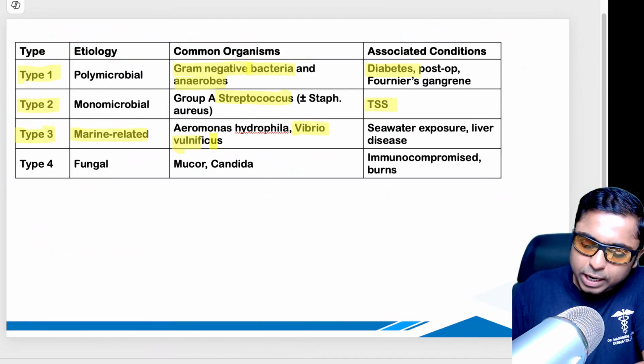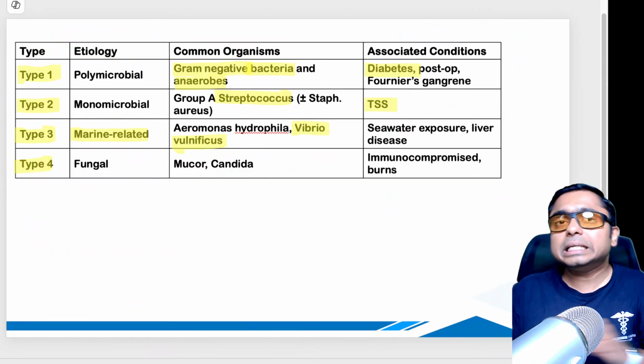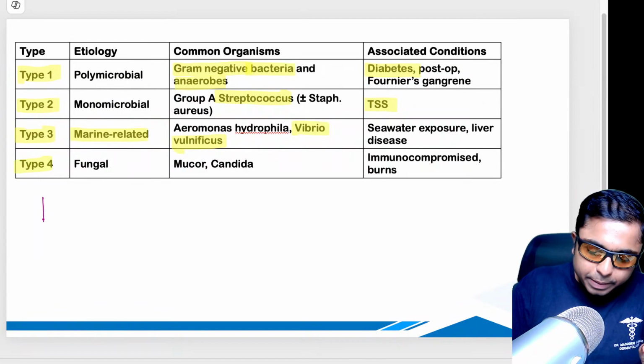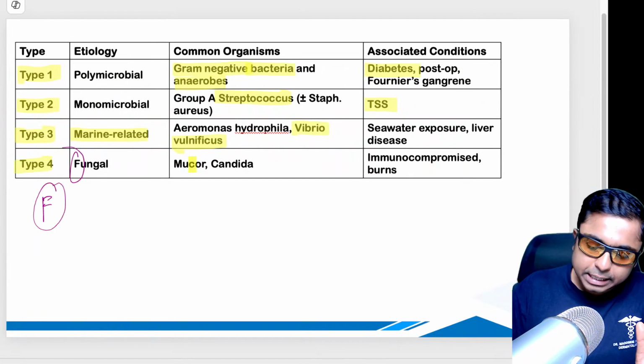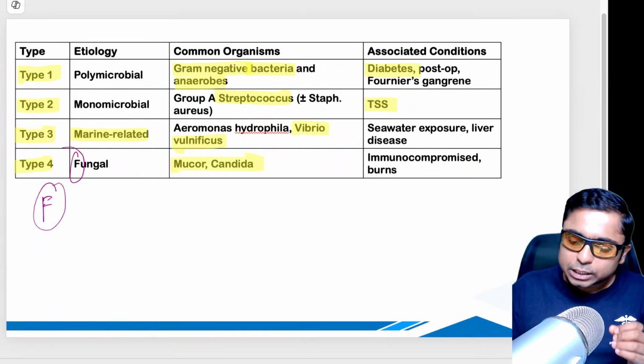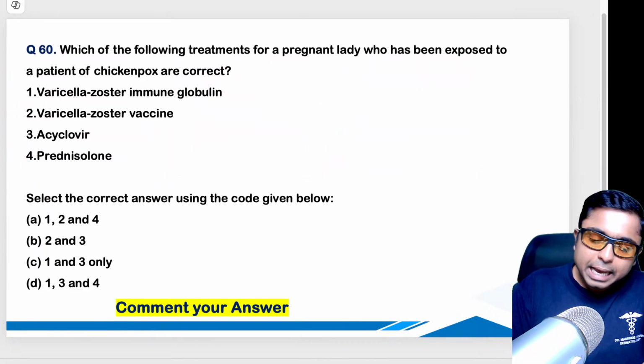So Vibrio vulnificus is important for you to remember. And type 4, it is 4 alphabet F. So F for 4 and F for fungal. So it is fungal, associated with mucor or candida, and it is usually seen in immunocompromised individuals. Okay, and this is the next question.